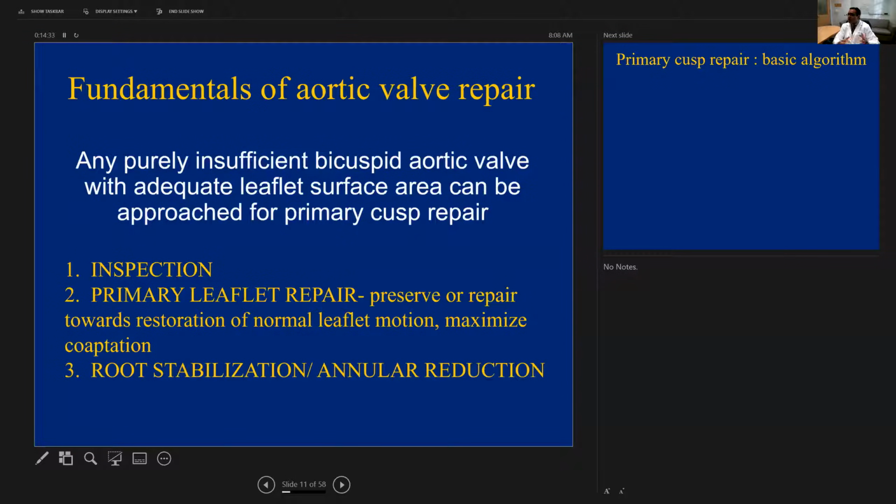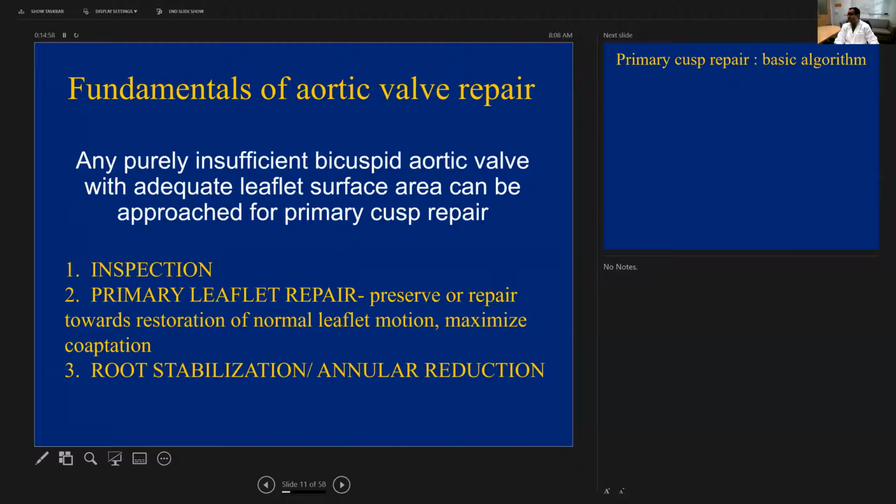Let me go through a little bit about fundamentals of repair. The basic tenet here is that any purely insufficient bicuspid aortic valve with adequate leaflet surface area can be approached for primary cusp repair. The principles remain the same, and these are pretty algorithmic as we follow when we are in the operating room. The first thing to do is inspection.